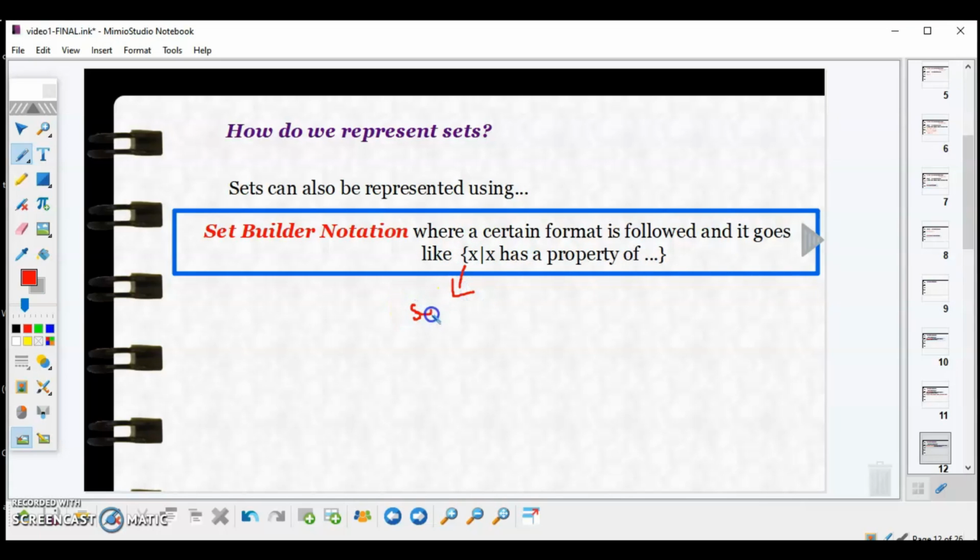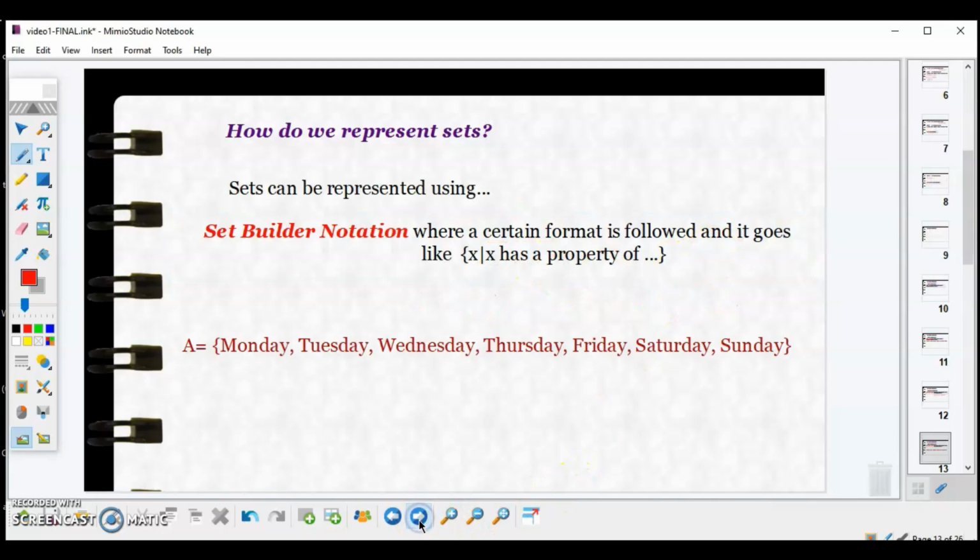Okay? So again, the braces are read as "set of all." We start from reading "the set of all," followed by x. So we say "of all x." And then this vertical line here is read as "such that," and it will just continue.